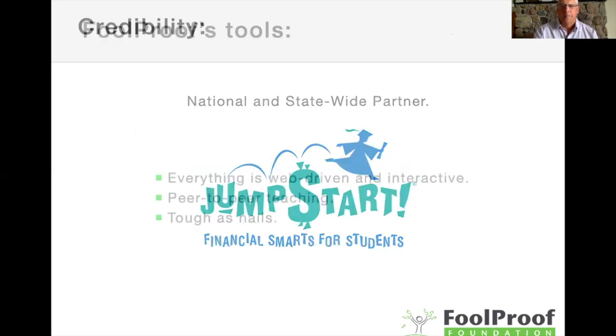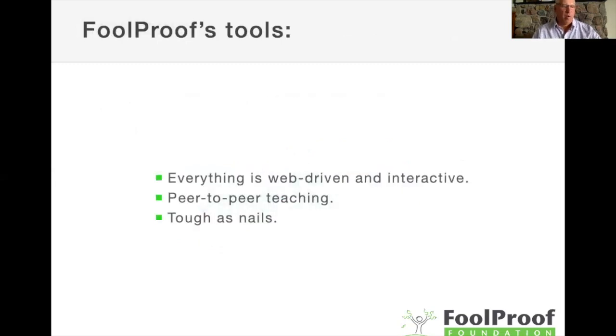To kind of give you a little bit of what FoolProof can do for you in your classroom, everything is web-driven, everything is interactive. It's peer-to-peer teaching. The young people are in the modules. The modules are broken down, like I said, into 18 parts. Each module has a specific learning. Would it be credit? Would it be savings? Would it be budgeting? Would it be a relationship with a financial institution? And inside those modules are short videos that are peer-to-peer.